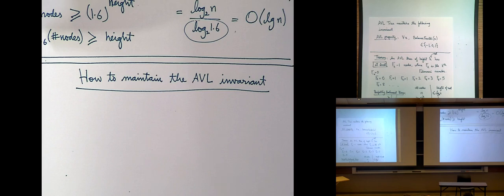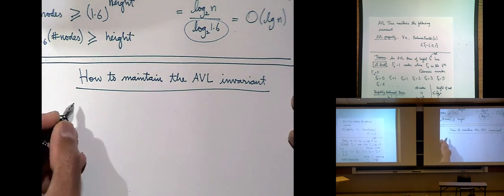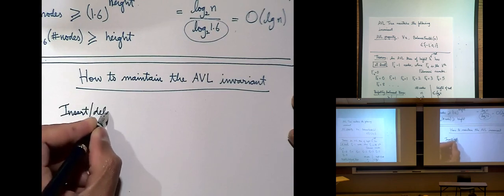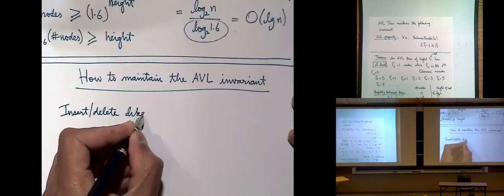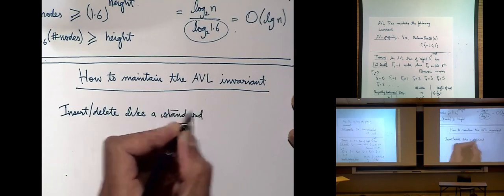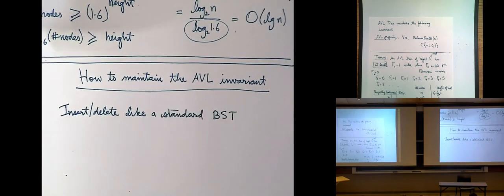So, okay. So the AVL tree, the nice thing is, how do you insert or delete? Well, you just insert or delete like a standard binary search tree, right? You just insert and delete as normal.